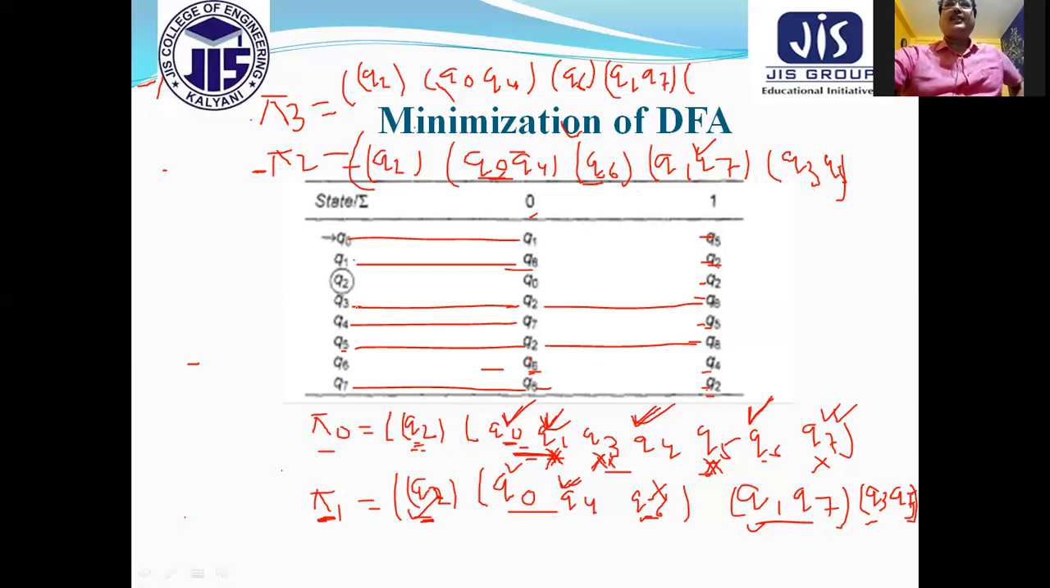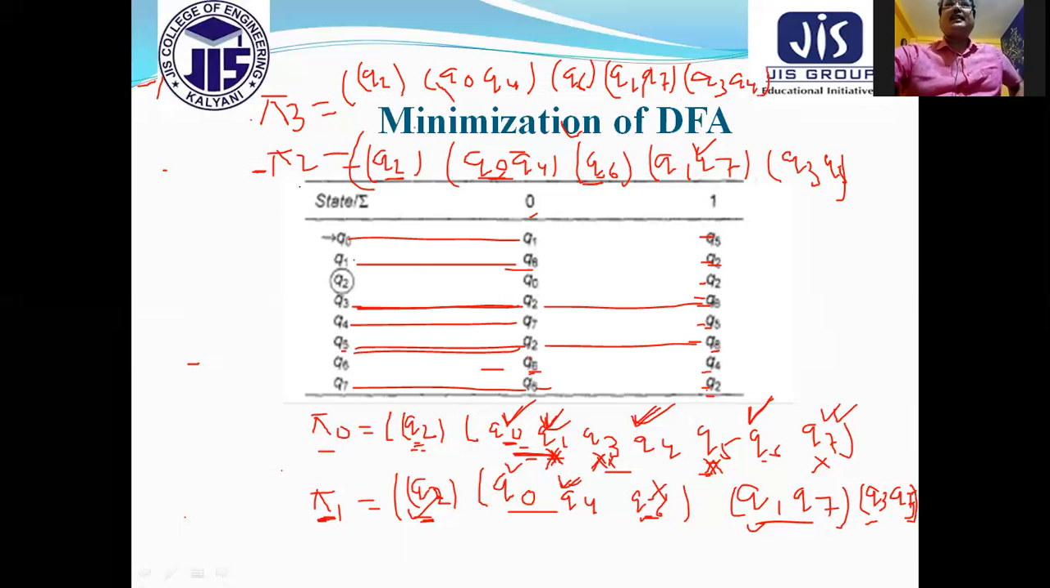Q3, Q5 again check. Here it is Q2 and Q5 again goes to Q2. So it's the same set here, no problem. For the 1 we can check, it is Q6 and then Q3, it is also Q6. So again it is not possible to make any changes here. Okay. So I can write Q3 and Q4.